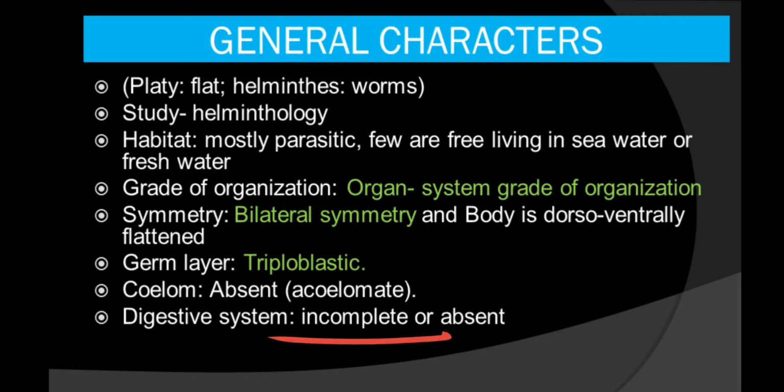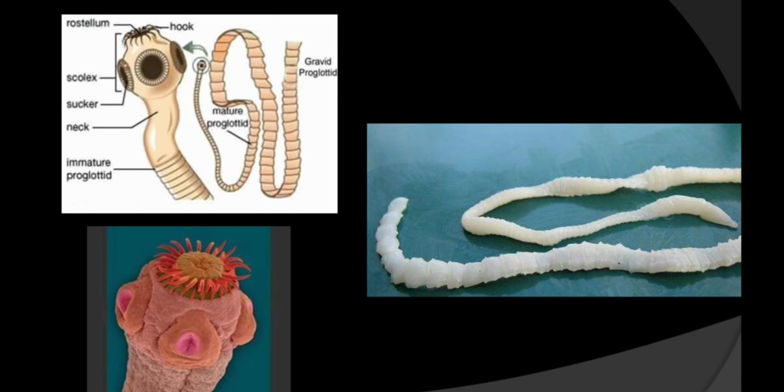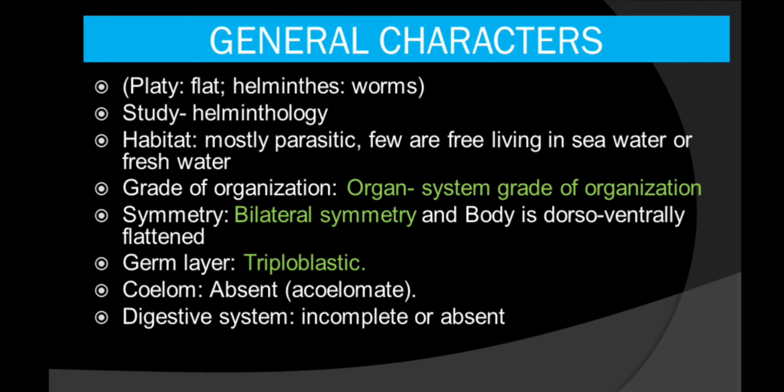The digestive system is incomplete; only one opening is there. And it is absent in some of the animals, like in Taenia solium, where the digestive system is absent, because they have the capability to absorb nutrients from the host body. So there is no need for a digestive system.